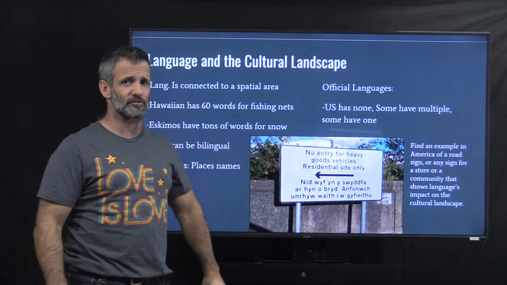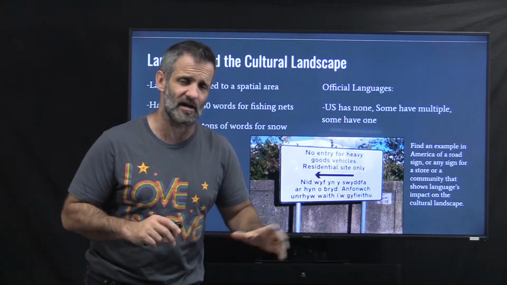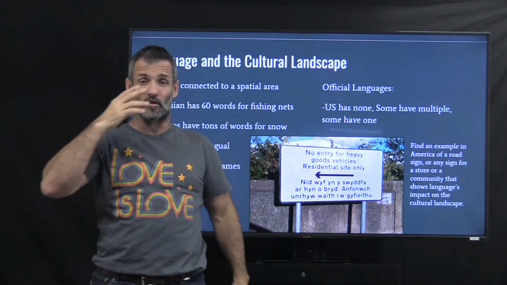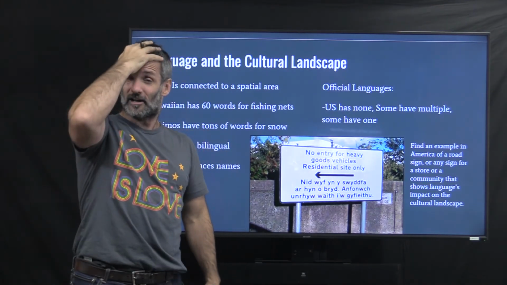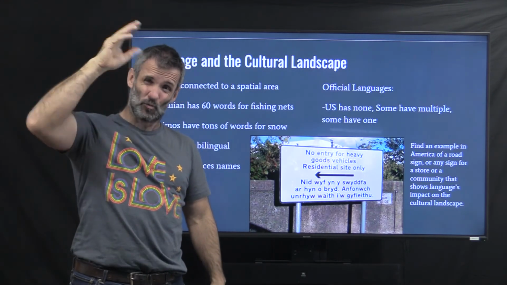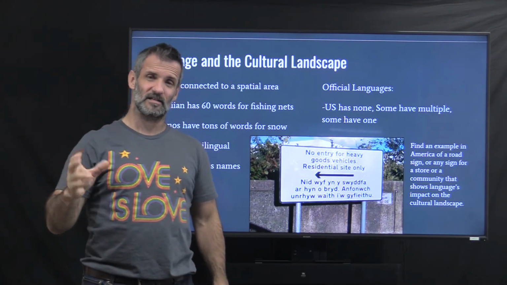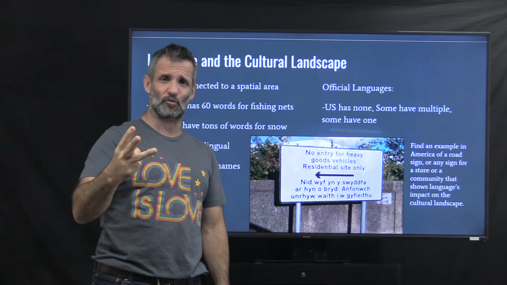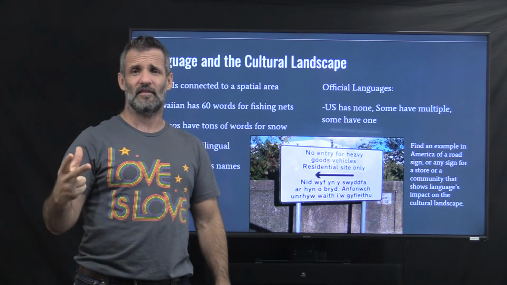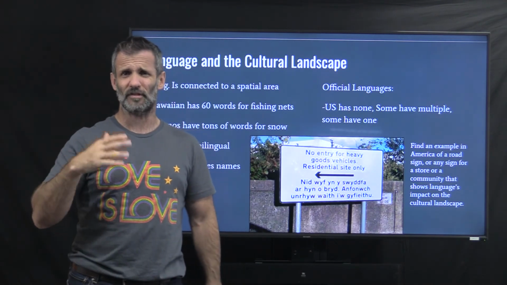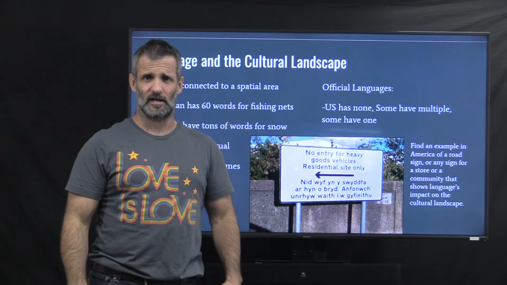What I would like you to do for class is find an example of signage. It doesn't only have to be a road sign. It can be a sign for any store that has multiple languages on it. If you go to West 4th Street in Waterloo, right where the overpass is, there's a block that has three different languages listed: English, Spanish, and Bosnian. That's an example of where language can impact the cultural landscape.